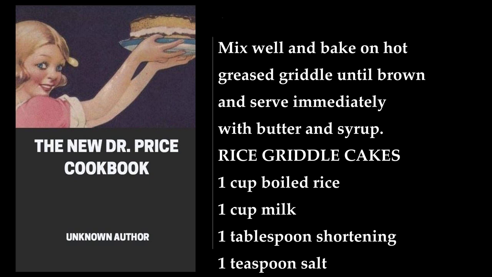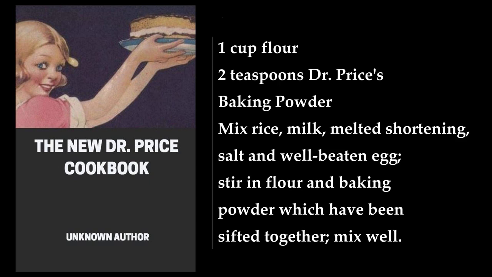Rice griddle cakes. 1 cup boiled rice, 1 cup milk, 1 tablespoon shortening, 1 teaspoon salt, 1 egg, 1 cup flour, 2 teaspoons Dr. Price's baking powder.